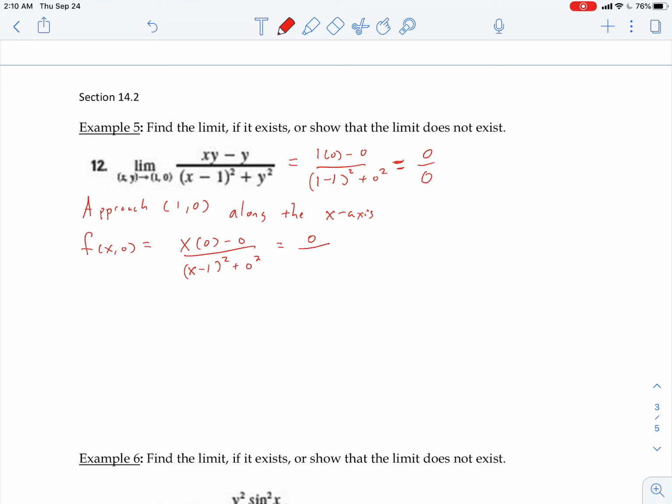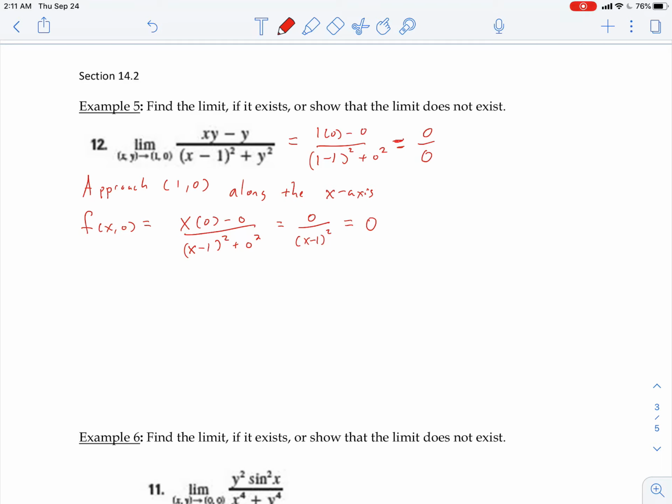And so in this case, I'm going to get 0 in the numerator, and x minus 1 squared plus 0 squared in the denominator, which is x minus 1 squared. Now when I look at the limit here, if I have 0 divided by x minus 1 squared, I know, hey, I'm approaching 0, as long as the x value does not equal 1, because then it would be undefined. So for f of x, y, we're approaching 0 as x, y approaches 1, 0 along the x-axis.